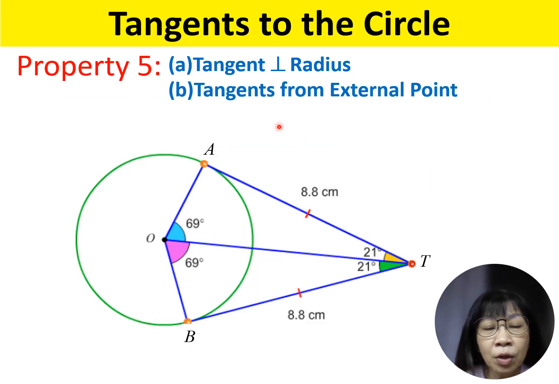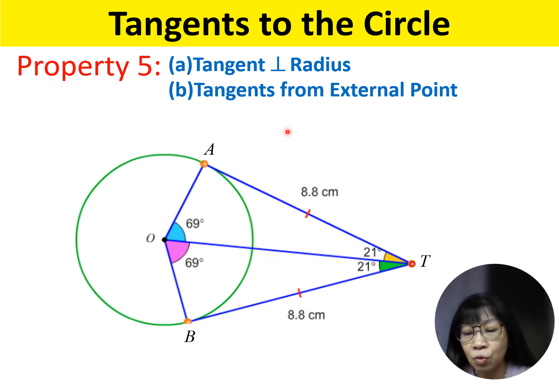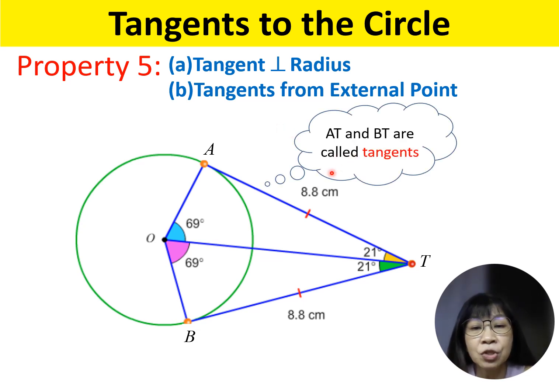All right, now we move on to the last part of the properties of circles. In this case over here, we see two tangents. AT and BT are known as the tangents to the circle, simply because each is a line that touches the circle at one point, which is B, and similarly for the other tangent AT, it only touches the circle at one point, which is at A.